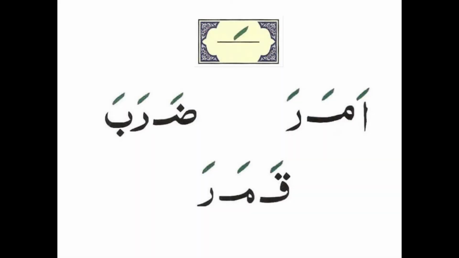Moving on, we will finish off this lesson by spelling out a few words with zabar on them and then reading them together. So repeat after me. Hamza zabar a, mim zabar ma, ama, ra zabar ra, amara.